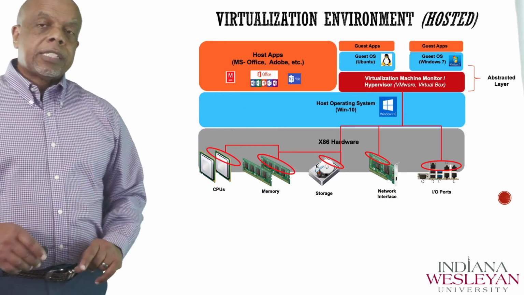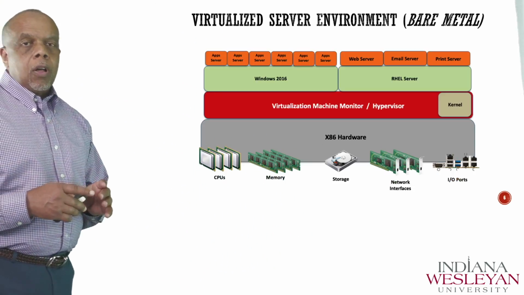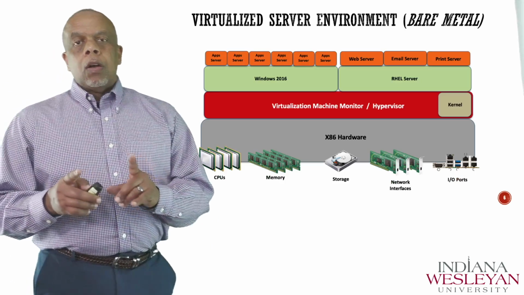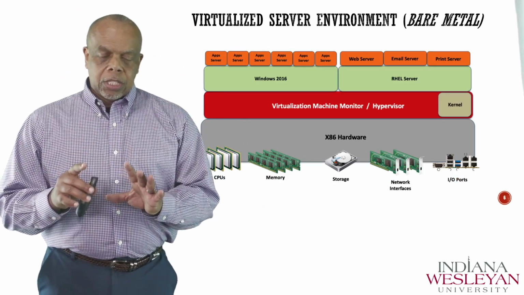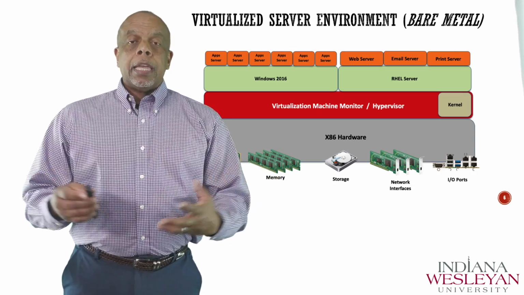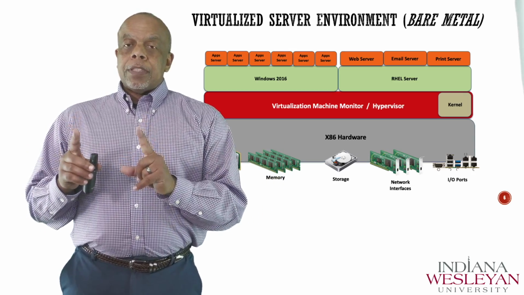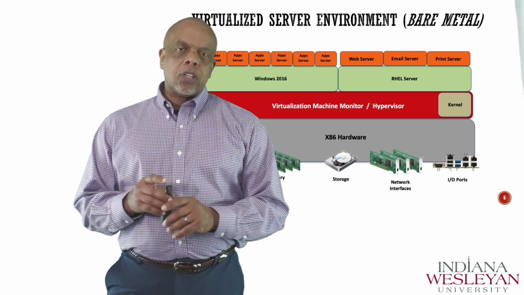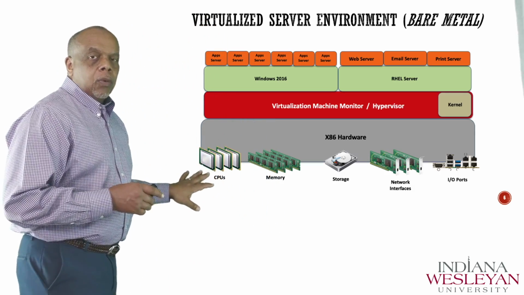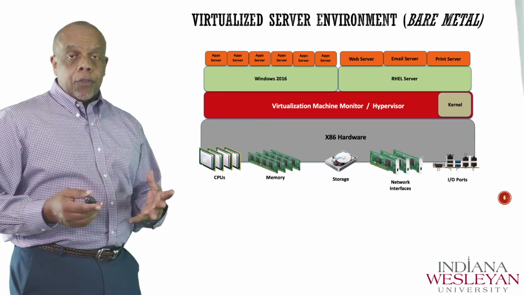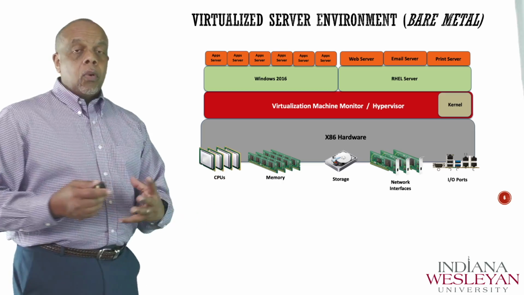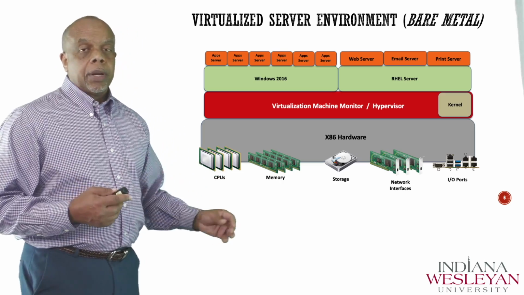All right, let's take a look at the second type. This is the one we call bare metal. Now, in a bare metal environment, this is typically what you're going to see with servers in a server environment. Everything looks the same except for one critical piece that is missing. If you look, we've got hardware, and typically in a server environment, you're going to have a lot more hardware, a lot more robust hardware.